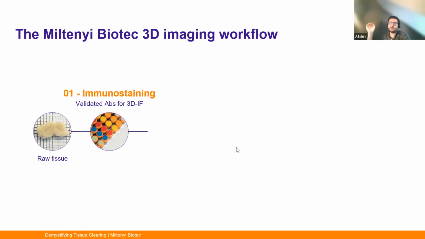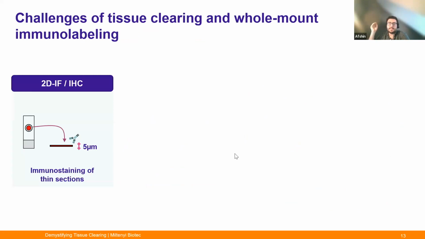So firstly, immunostaining. 2D immunostaining, the classical immunohistochemistry, is actually easy because you have a very thin slice, 5 micron, let's say, and then the antibody can easily penetrate. The incubation is usually a few hours, maybe even overnight usually, but that's even overkill. What I want to say is that that's easy and already established.